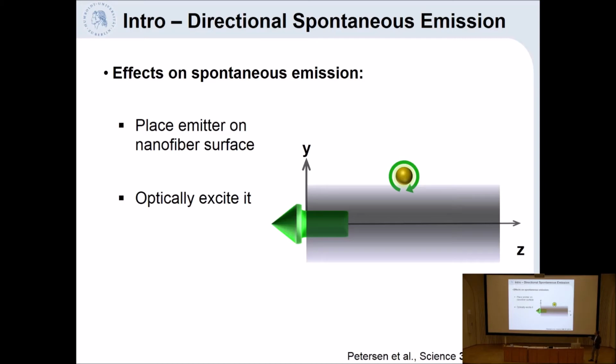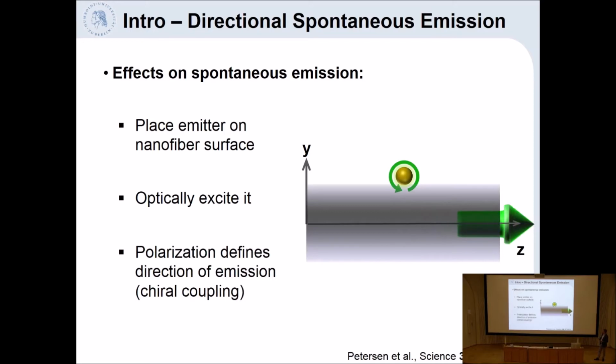Okay? And if I now change the sense of rotation of the dipole and make it rotate counterclockwise, the light will be emitted to the right. So this means that the polarization of the emitter now defines the direction of emission. And one also speaks about chiral coupling in this context.